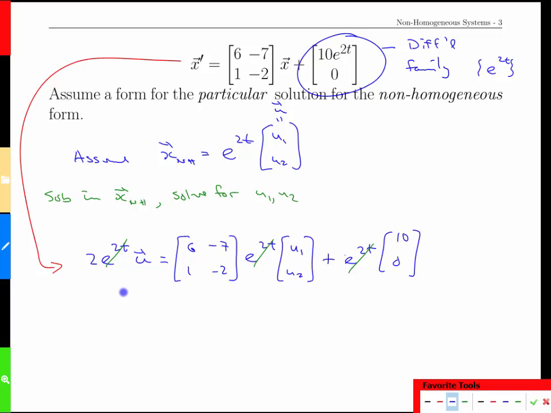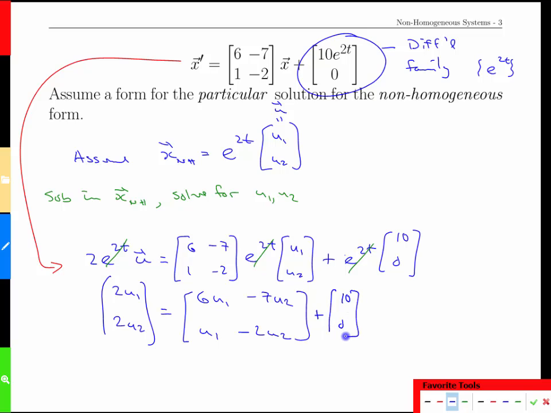Every term has one, and it's never 0, so we can divide through by it quite safely. Now we get into the solving equations part. So let's write this out as matrices here in vectors. 2u's is 2u1s and 2u2s. Here we're going to have 6u1 minus 7u2, and here we're going to have u1 minus 2u2s plus 10 and 0. However you want to solve this kind of thing is up to you, but we get two linear equations, two unknowns. I like to keep the constants on this side and then bring everything else over.